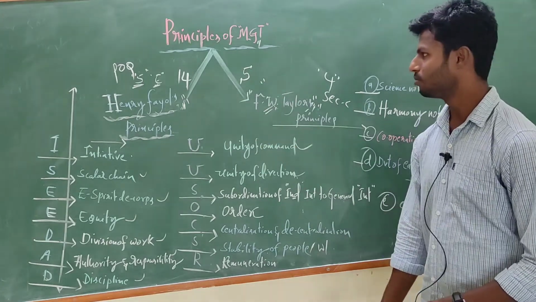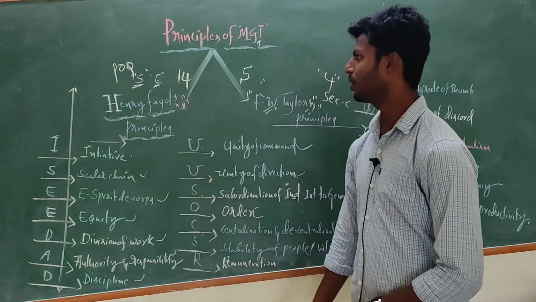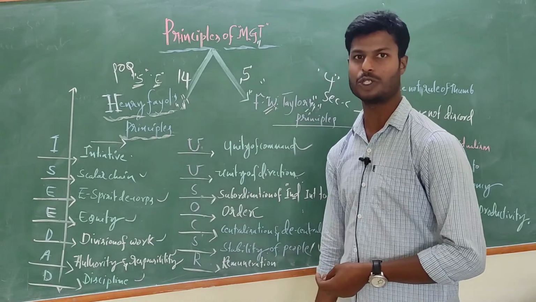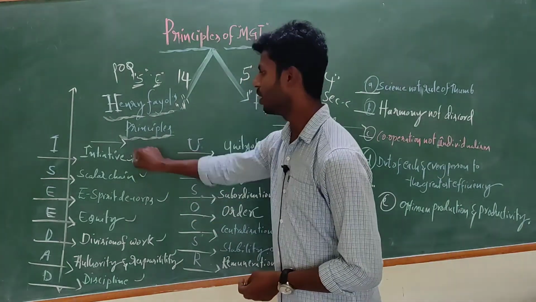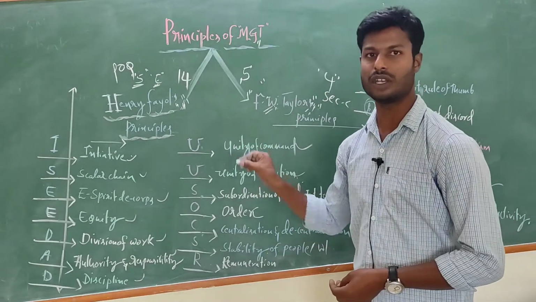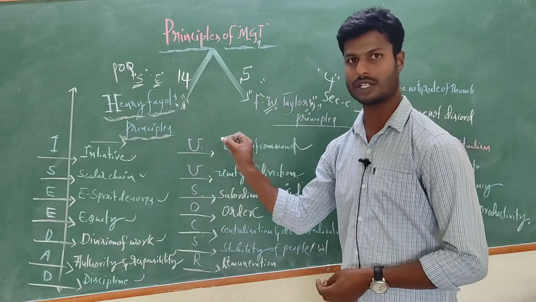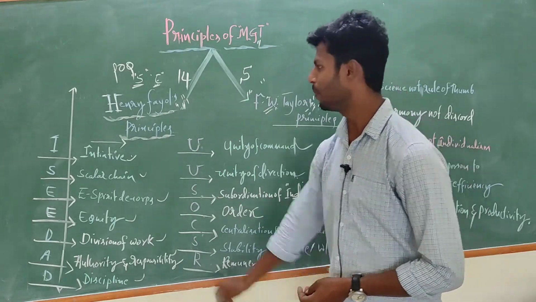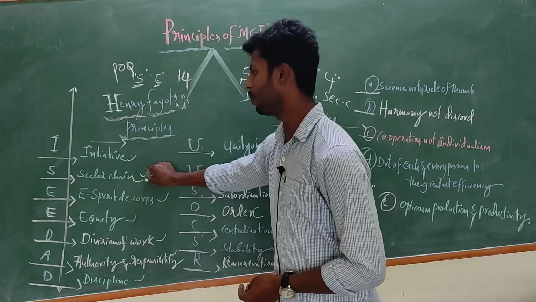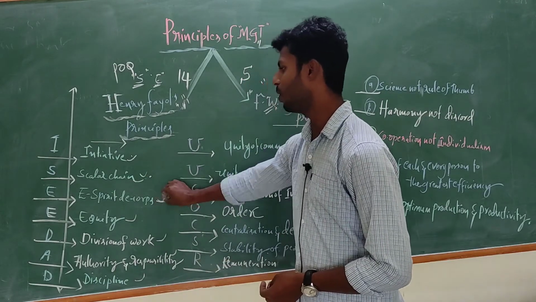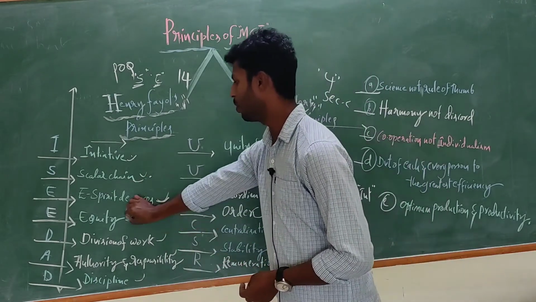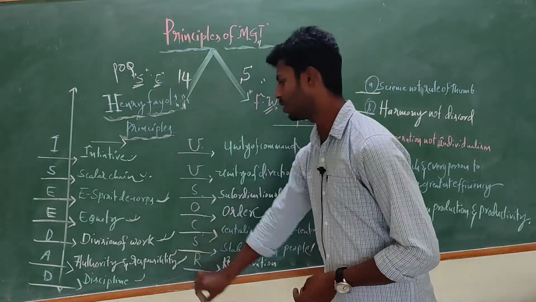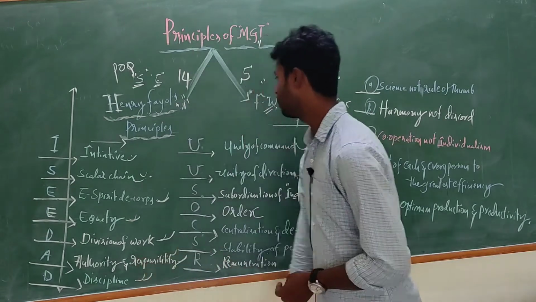Let me go ahead with the first one. The 14 general principles of management are the 14 Henry Fayol principles. The first one is the principle of initiative. Without fail, you should write "principle", because we are discussing 14 principles. Principle of initiative, principle of scalar chain, principle of esprit de corps, principle of equity, principle of division of work, principle of authority and responsibility, principle of discipline.